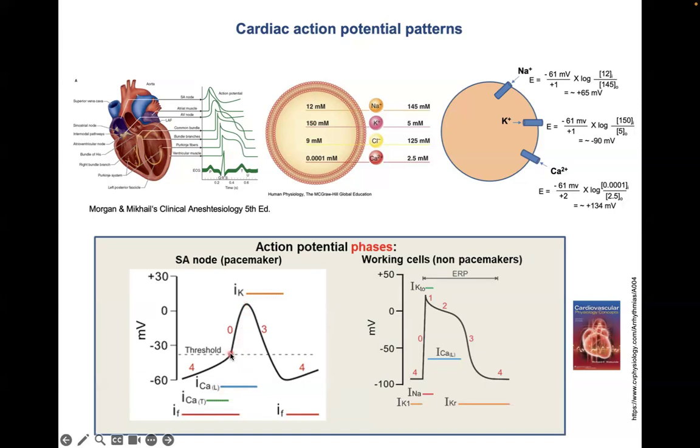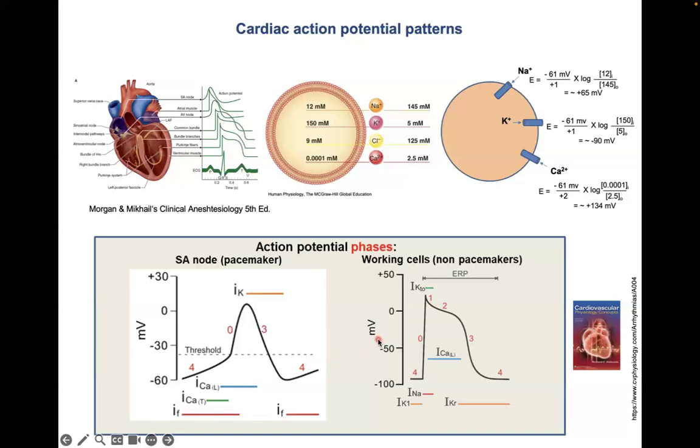Now, after we go above the threshold, we continue until we reach about 0 millivolt. At this point, the L-type calcium channels close. So calcium can no longer go into the cell, despite the still very high electrochemical force. At this point, the membrane permeability to potassium rises. Potassium channels, like a domino effect, very many potassium channels, open up at different values of membrane potentials, and then we arrive again at hyperpolarization phase, phase 4, and it starts all over again.